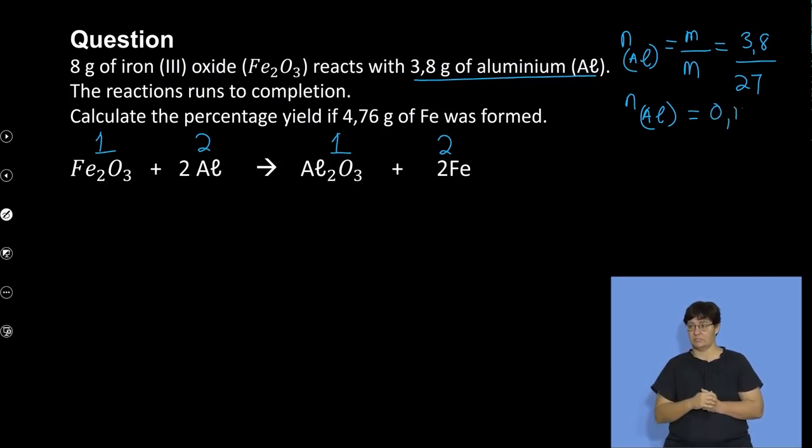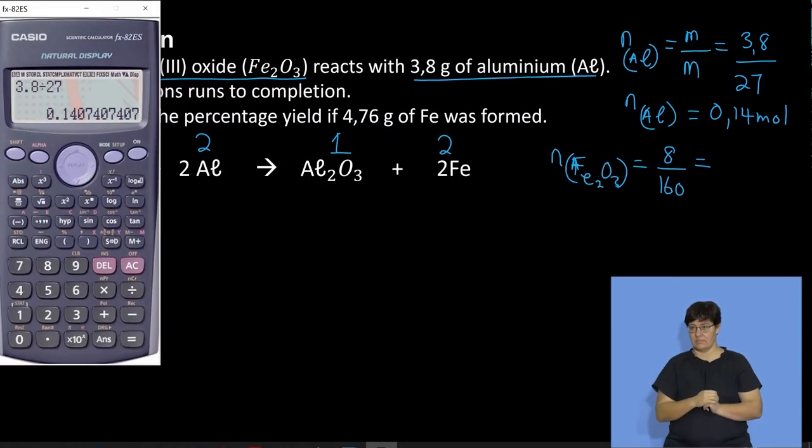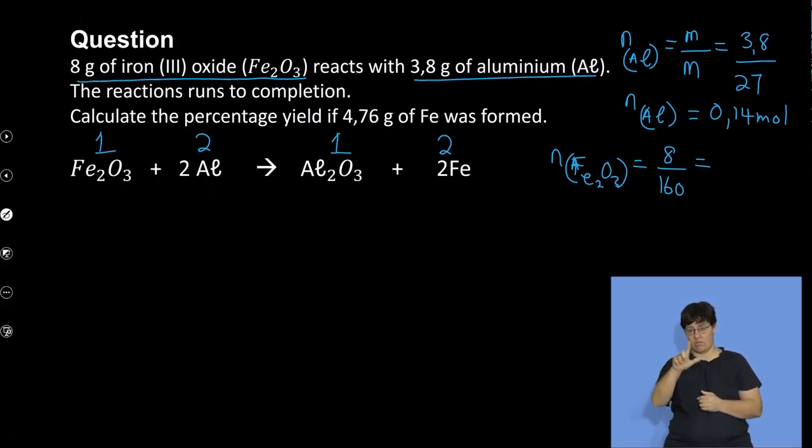So 0.14 mole. Equally, we want to ask ourselves, how many moles of iron 3 oxide are present in 8 grams? So the moles of iron 3 oxide present is equal to the mass of the sample, which is 8 grams, divided by 160, which you get from the periodic table. So how many moles is that? If we calculate that, we've got 8 divided by 160. This gives us 0.05 moles.